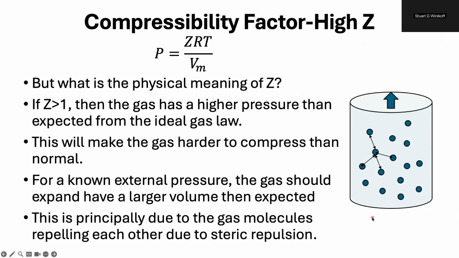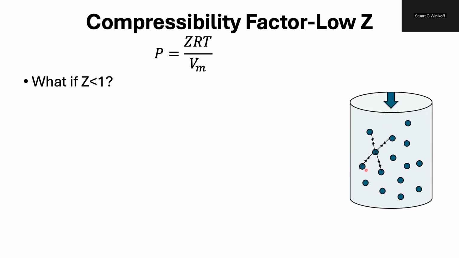Now, the reason for this is actually because what we've done is we've underestimated the repulsion of the gas molecules. So if the Z is large, this means that the gas molecules have a lot more steric repulsion. They're pushing on each other much more than expected in an ideal system. Now, we'll examine later why this might be the case.